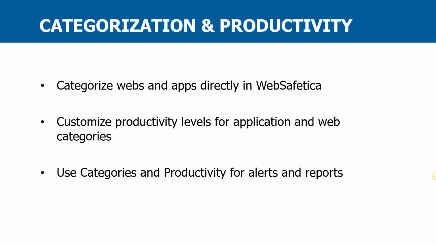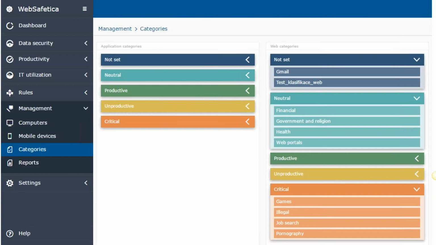Plus that, it's very easy. The interface is very simple, so not only administrators are allowed to do it, but also managers or supervisors of the departments are very easily able to set a new category or recategorize the website or set the productivity for a specific application. You can use them also for alerts and reports, so you will see all the data sorted just like you want. And you can see that it's very easy.